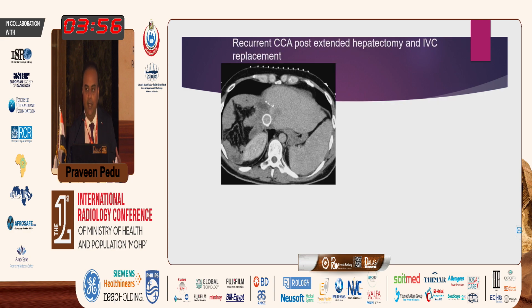Another example where IRE fits in, this is a patient who had a large cholangiocarcinoma. He went on to have an extended right hepatectomy, and we also had to replace the retrohepatic IVC with a PTFE graft. But unfortunately, 3 months after the treatment, he developed an area of recurrence adjacent to that PTFE graft.